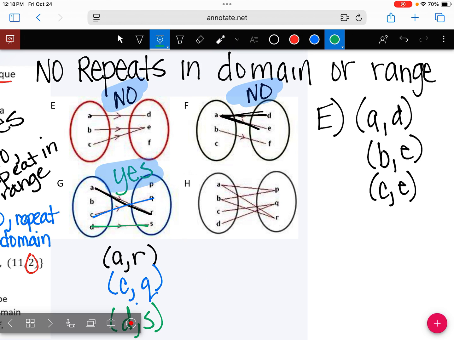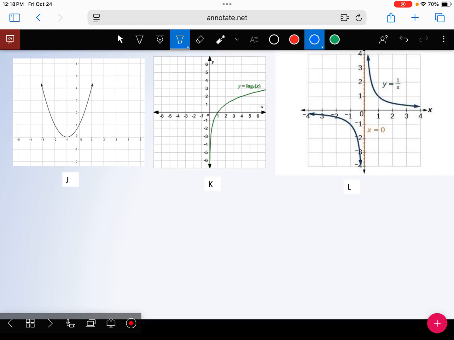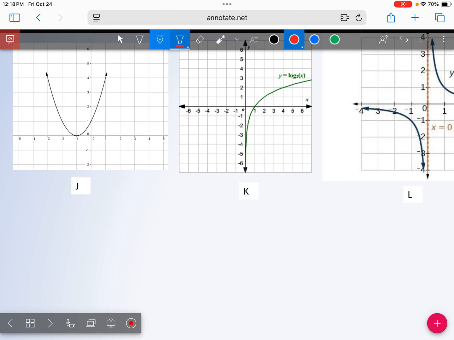All right, last thing we're going to look at for today are your 3 graphs. So who remembers, for it to be a function, what kind of test does it have to pass? Vertical line test. So now, for a graph, it has to pass the vertical line test and a horizontal line test. So it has to pass both.